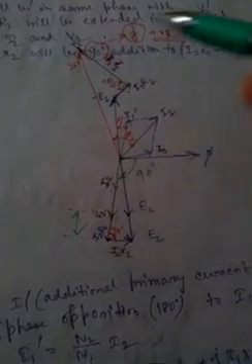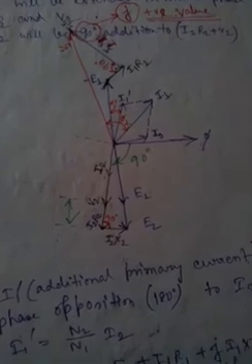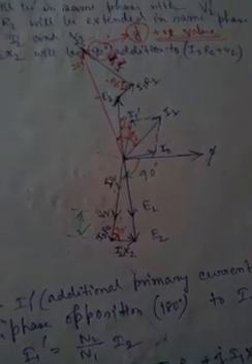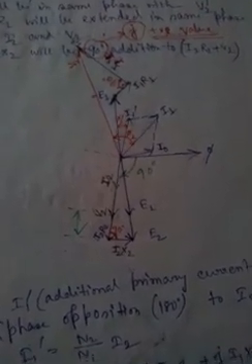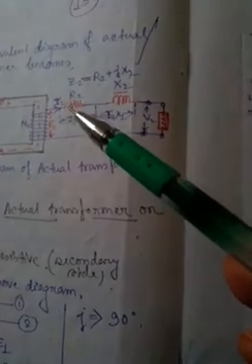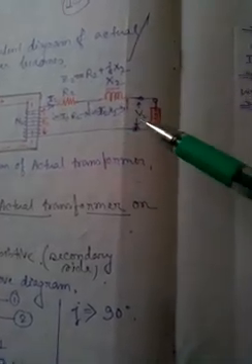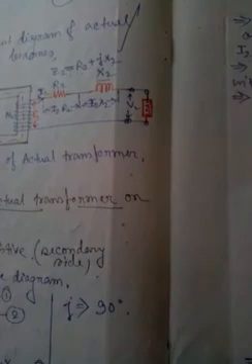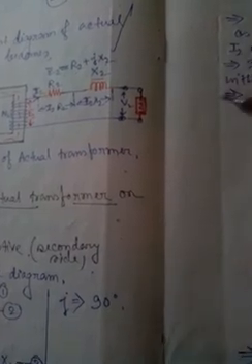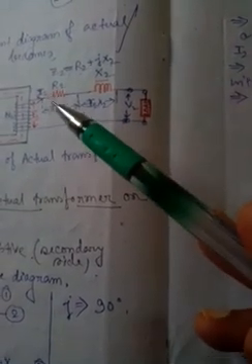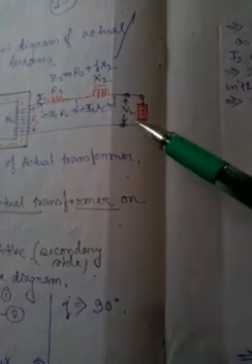So in this way you have to draw the overall phasor diagram. Likewise, you can draw the phasor diagram for an inductive circuit and for a capacitive circuit. For an inductive load, the secondary current I2 will lag behind V2 by some angle, and for a resistive-capacitive load, the secondary current I2 will lead V2 by some angle, and accordingly you have to draw the phasor diagram. Thank you.